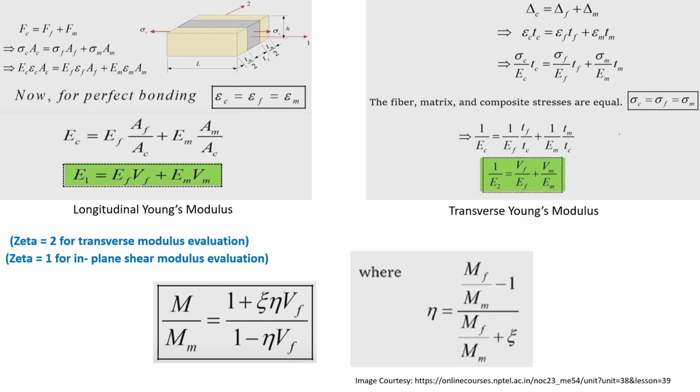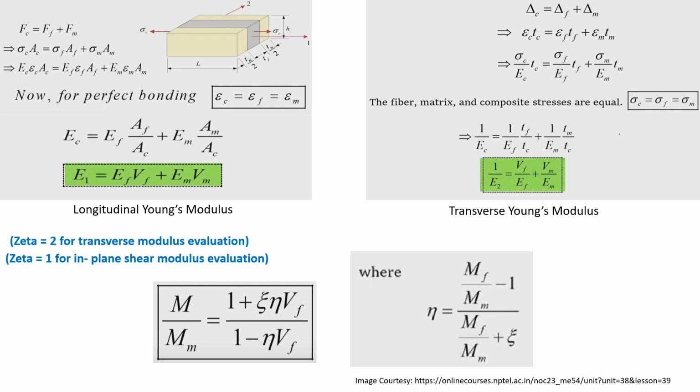lamina. Each lamina constitutes two materials, that is the reinforcement and the matrix. The reinforcement we consider as the fiber, and the matrix we give the name matrix and put the symbol M. Now for longitudinal Young's modulus and Poisson ratio, you will see it goes with the mixing rule. That is, the overall modulus of the lamina is equal to the modulus of the fiber multiplied by the volume fraction of the fiber plus the modulus of the matrix and volume fraction of the matrix. So that forms for the longitudinal Young's modulus, and similarly Poisson ratio.